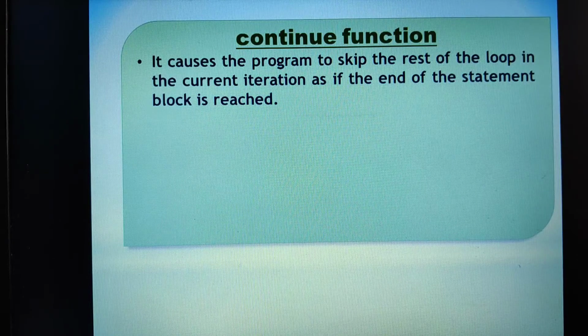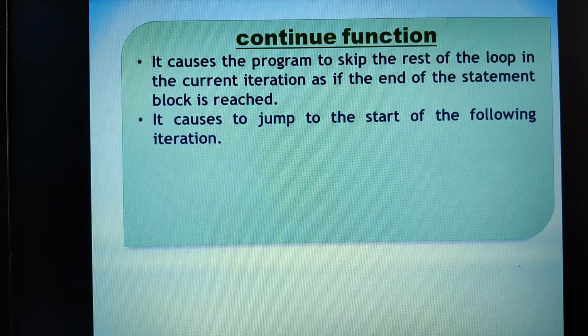Understood? It causes the program to skip the rest of the loop in the current iteration. That means, as I said, 1, 2, 3, and the fourth iteration, if I am there in the current iteration, it will be skipped, and again 5th, 6th, 7th, 8th, 9th till the 10th iteration will continue. See, when the continue keyword is encountered, in any loop the control automatically passes to the beginning of the loop. You will clearly understand this when I show the programming examples. So it causes a jump to the start of the following iteration.